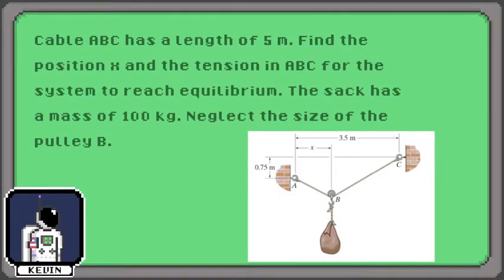Cable ABC has a length of 5 meters. Find the position X and the tension in ABC for the system to reach equilibrium. The sac has a mass of 100 kilograms. Neglect the size of the pulley B.